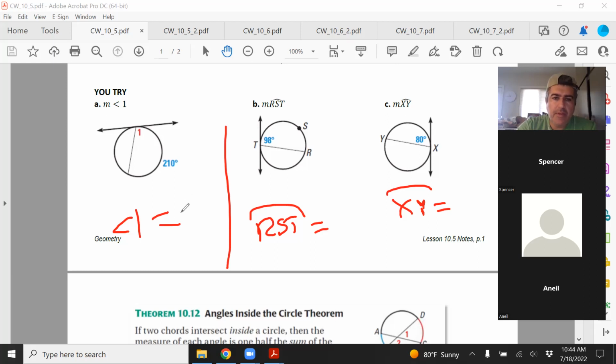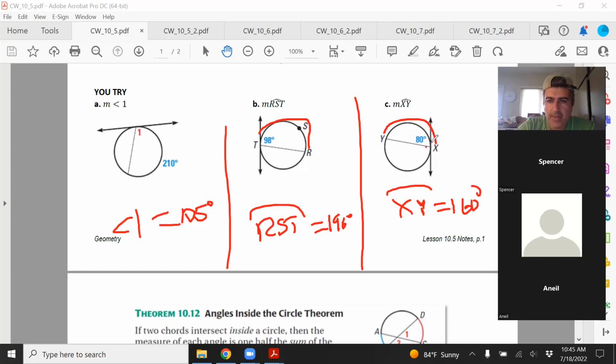Okay, so angle 1 is going to be 105 degrees. Kind of like the temperature yesterday. I mean, different, obviously, unit, but yeah, that's half of 210. Arc RST is going to be double of 98, so that's 196. Then arc XY, you assume always the shortest possible distance, unless they put another letter here or tell you to do a major arc. That's 160 degrees, because the angle that's formed there is 80.